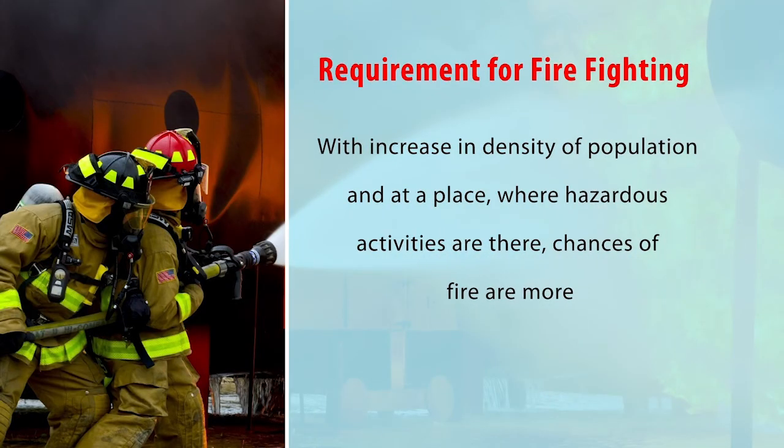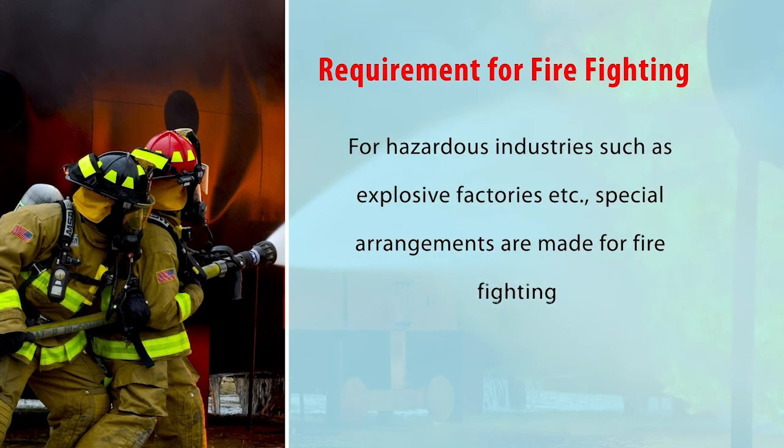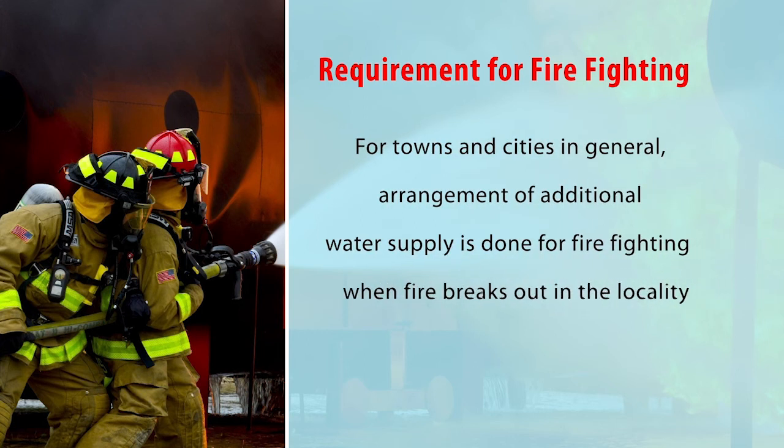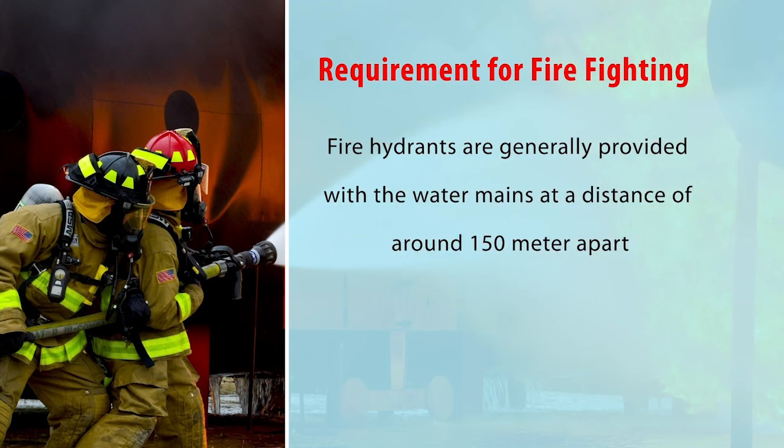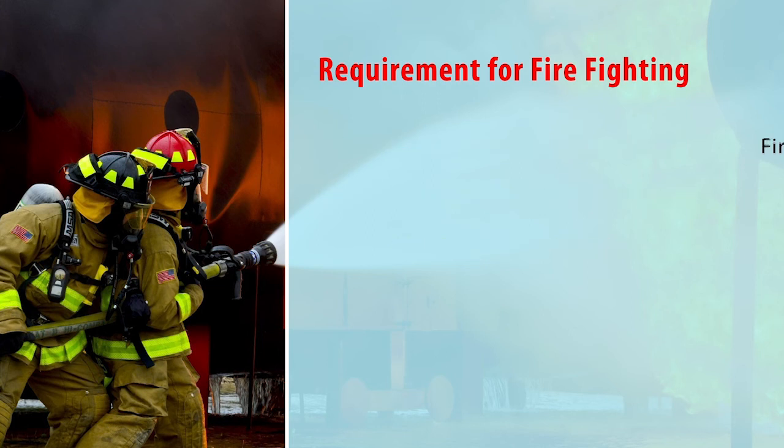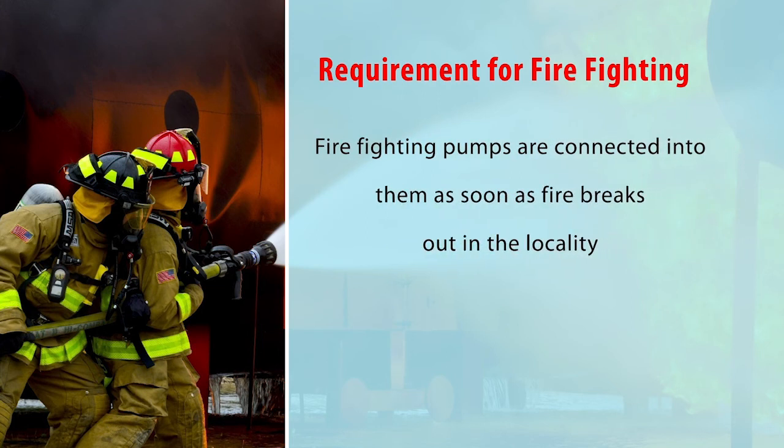With an increase in density of population and at places where hazardous activities are there, chances of fire are more. For hazardous industries such as explosive factories, special arrangements are made for firefighting. For towns and cities, in general, an arrangement of additional water supply is made for firefighting when fire breaks out in the locality. Fire hydrants are generally provided with the water mains at a distance of around 150 meters apart. Firefighting pumps are connected to them as soon as fire breaks out in the locality.